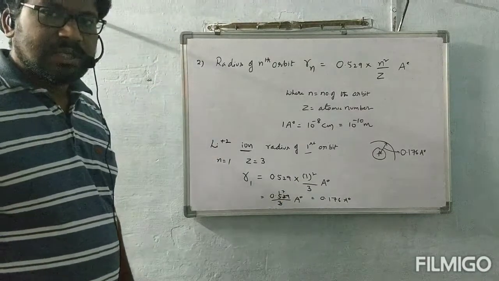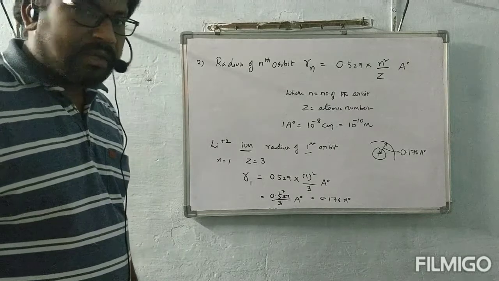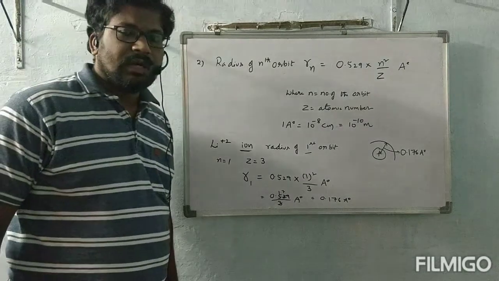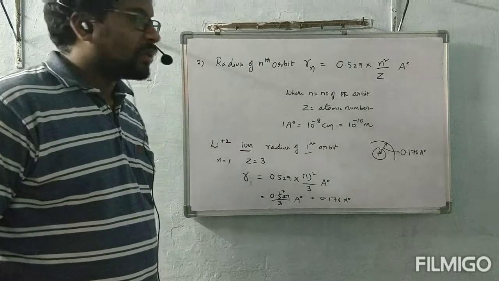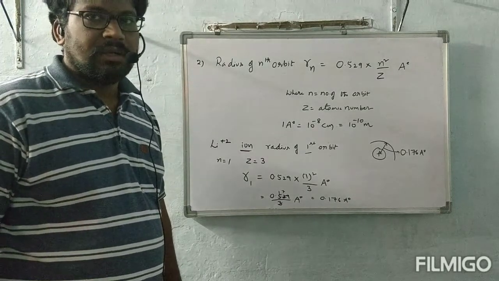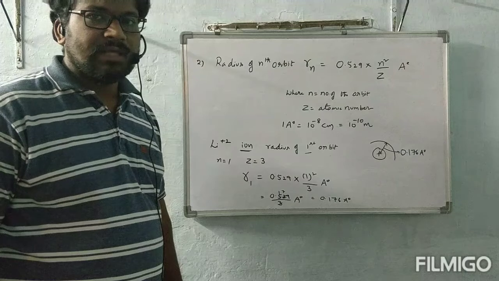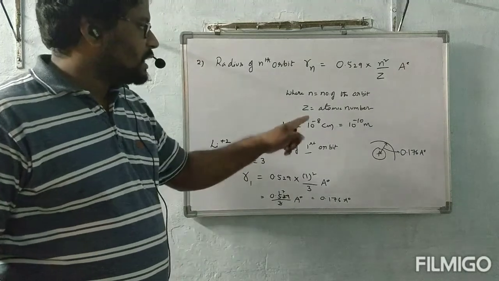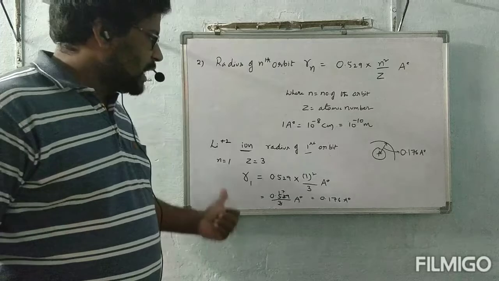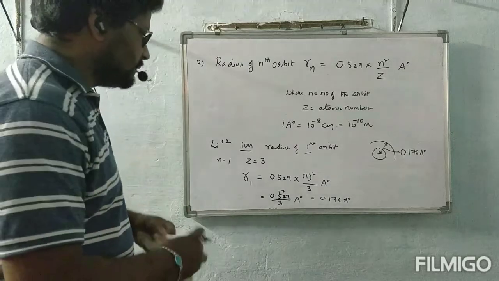One more example we will see. Okay, are you clear? So this is the formula, very important. Rn, the radius of nth orbit, is equal to 0.529 into n square by z, where n is equal to the number of the orbit and z is equal to the atomic number. I will take one more example. Let us see.